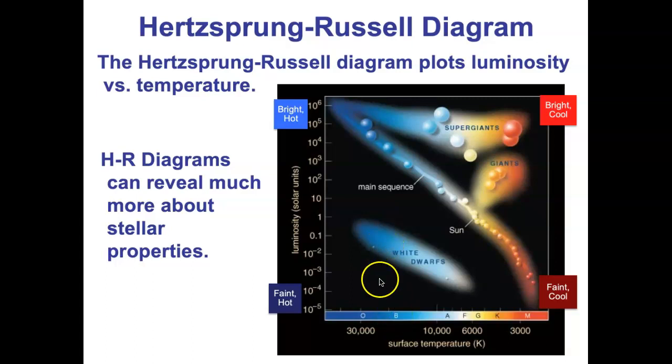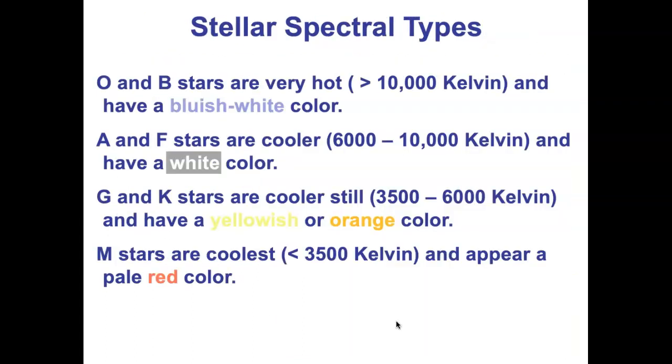Notice that the spectral type, that letter, does not tell you luminosity, because you can have a B-type star that's faint down here, or you can have a B-type star that's here or here. So you can have stars that have very different luminosities, but they're all the same spectral type because they're the same temperature and color. Okay? So it would behoove you to remember that order of letters: O, B, A, F, G, K, M.